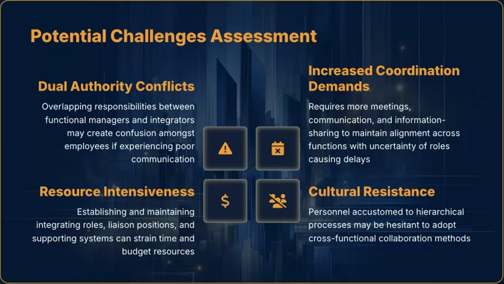So, of course, implementing lateral design is not without challenges. First, there can be dual authority conflicts. Overlapping responsibilities between functional managers and integrators may create confusion if communication is poor. Second, there are increased coordination demands. Maintaining alignment across functions requires more meetings, more information sharing, and clarity in roles to avoid delays.